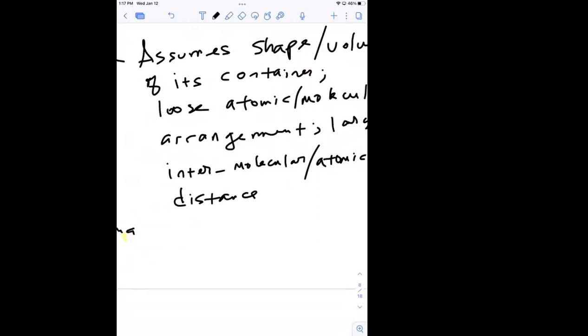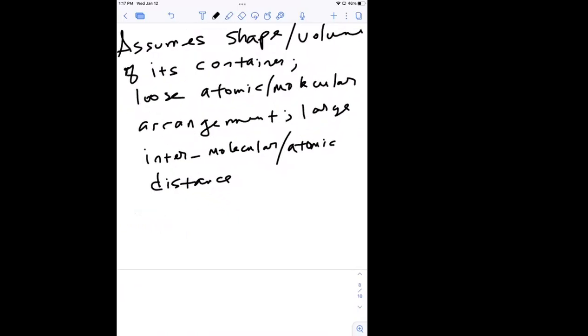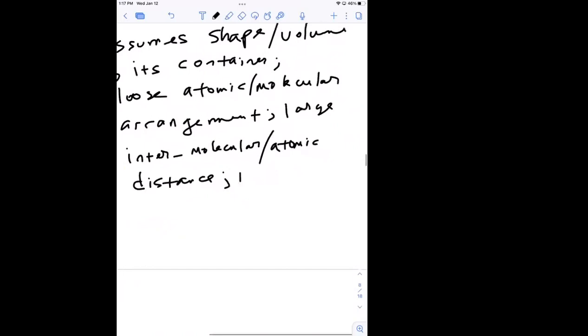What else we know about these gases is that the particles that make up the gas, whether it be a single element or a compound that's a gas, are moving very rapidly as opposed to a liquid or a solid. Gases are also pressure dependent.